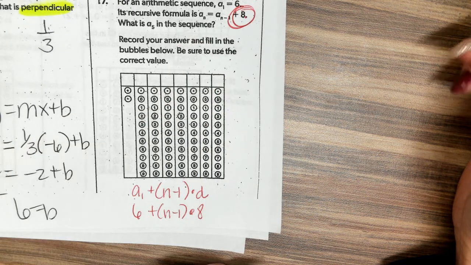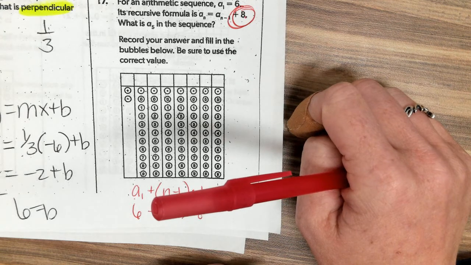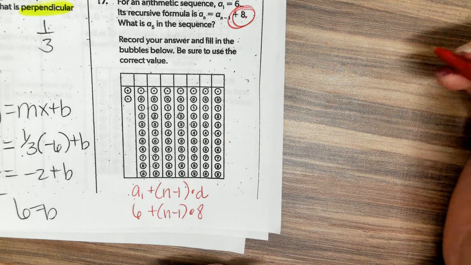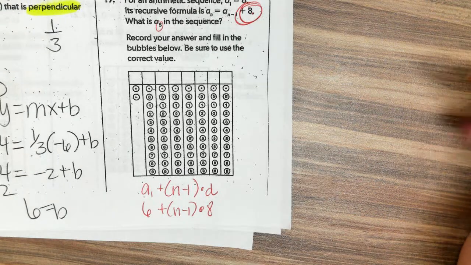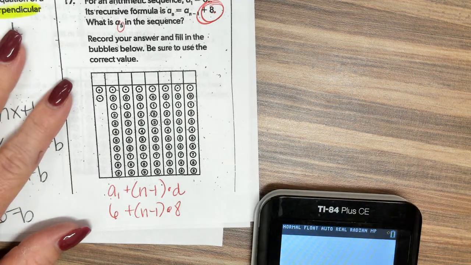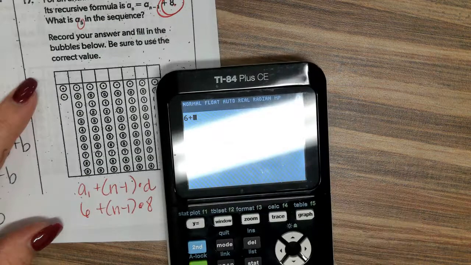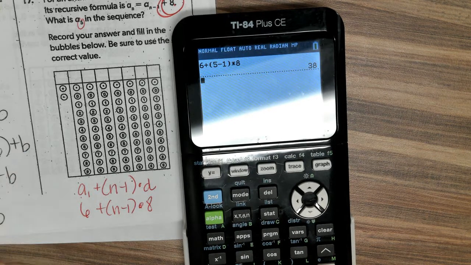So, 17 is what? Well, I'm still solving it. I haven't even finished reading it. It says, what is the 5th term? So what should you have plugged in for n? Okay, so I'm putting it in my calculator. 38.